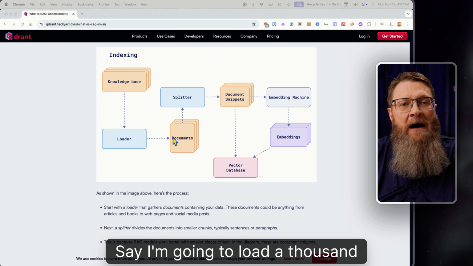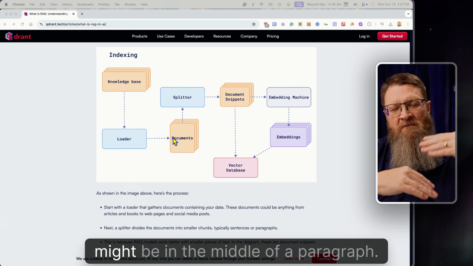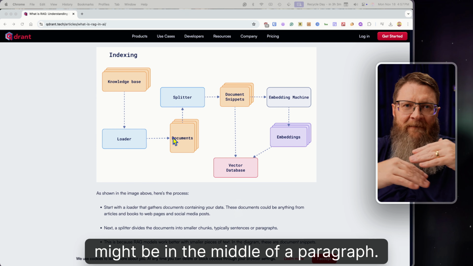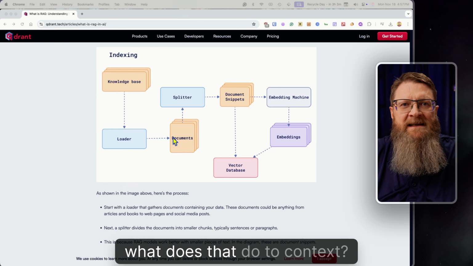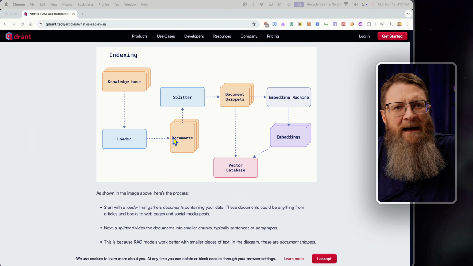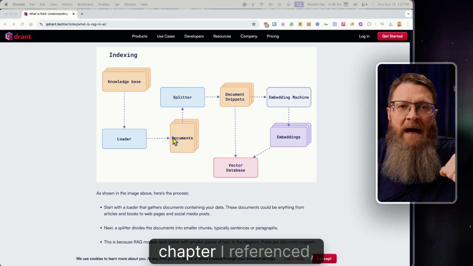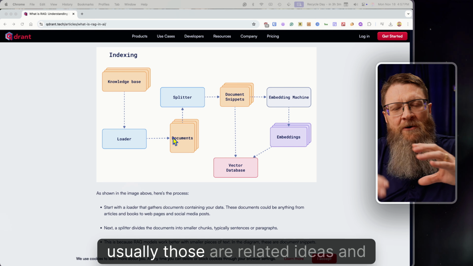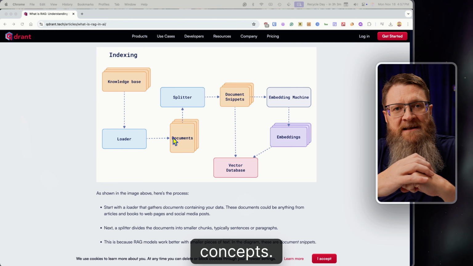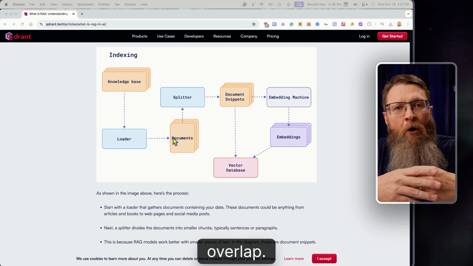Say I'm going to load 1,000 characters. Now, sometimes that 1,000 characters might be in the middle of a paragraph, and you wonder, what does that do to context? Because context is really important. If you think of context in the textbook chapter I referenced, usually those are related ideas and concepts. Well, embeddings have a concept called overlap.